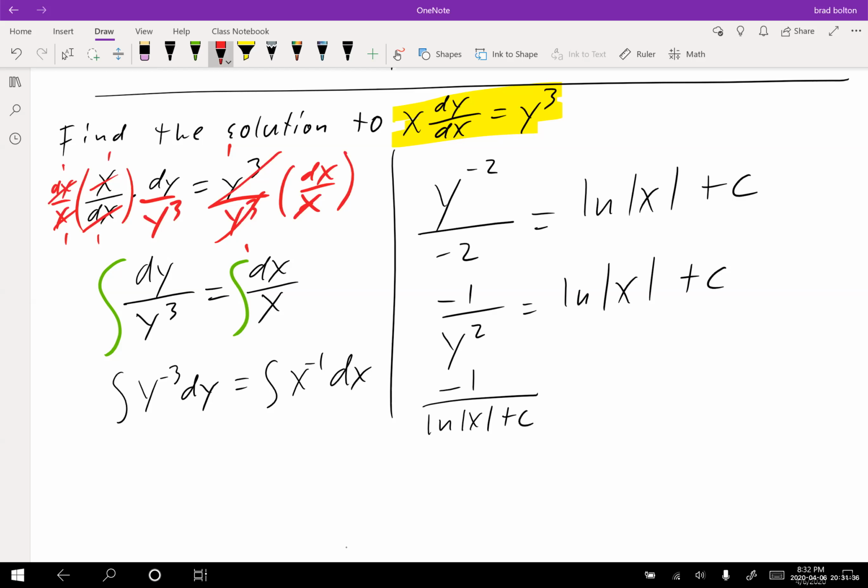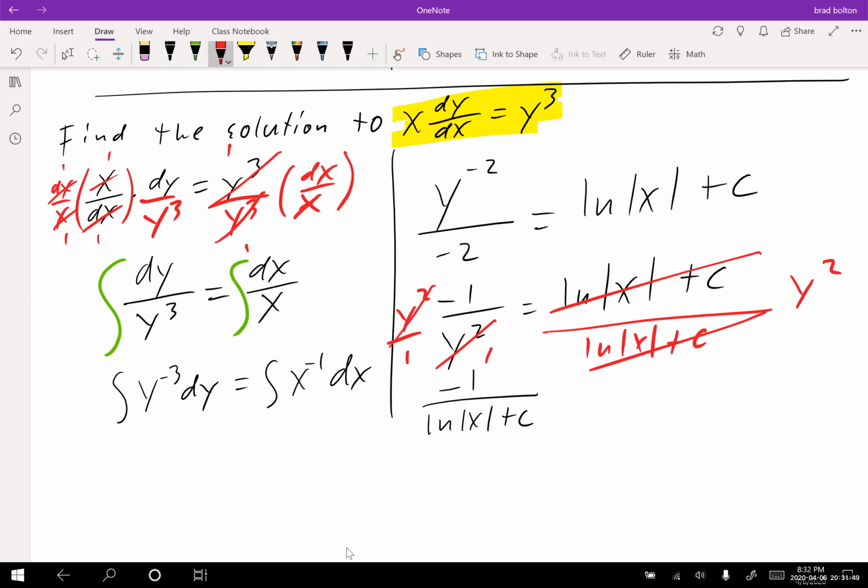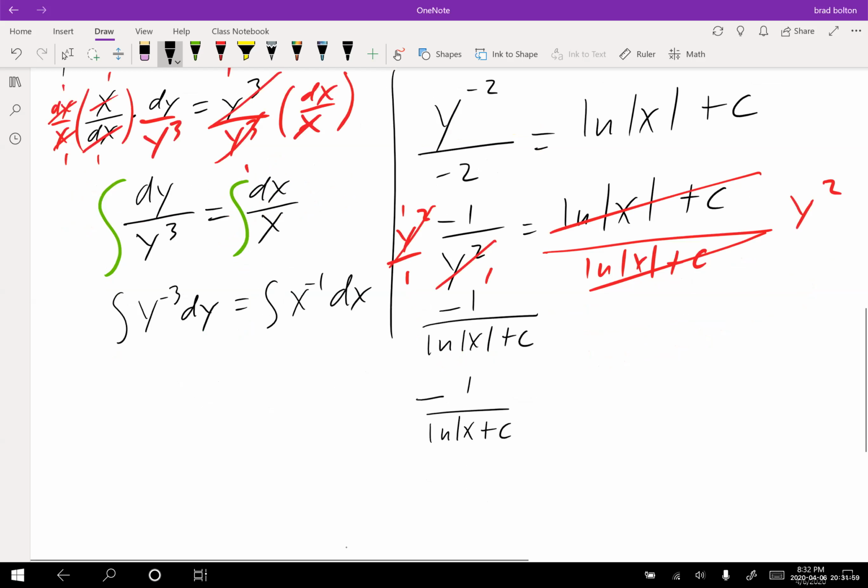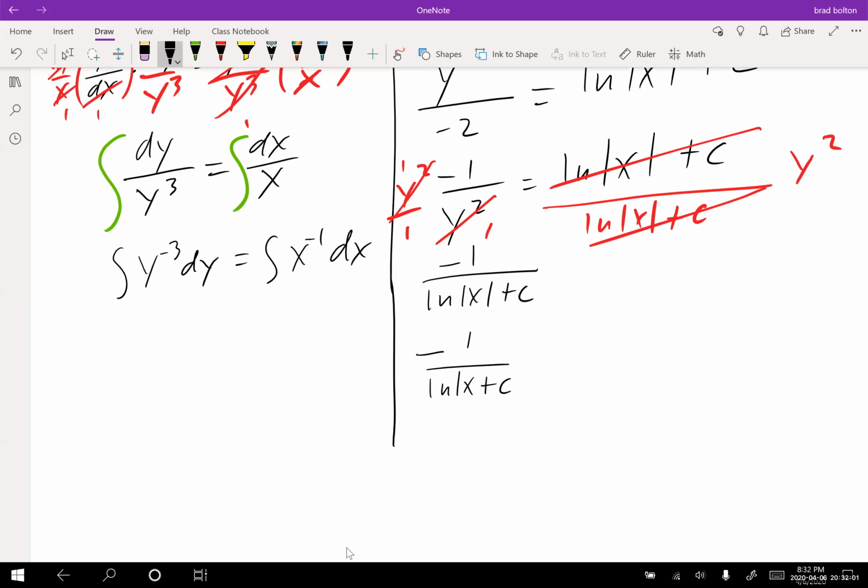So basically, this is what I did, guys. I just divided the whole thing, right? And then I multiplied y squared over to the other side. Okay, so that cancels that. That's a 1. That's a 1. So now let's see what we have left. So we have -1 over ln of the absolute value of x plus c equals y squared.